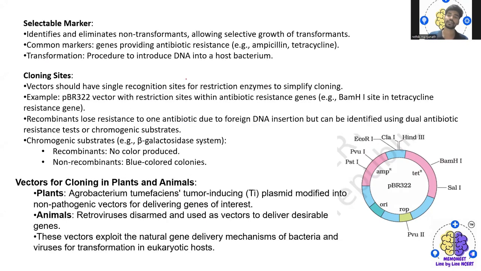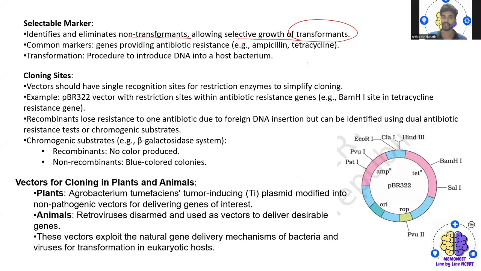Vectors with a high copy number of ORI are used for obtaining many copies of a targeted DNA. Then we will have a selectable marker. The selectable marker is used to identify and eliminate non-transformants, allowing specific growth of the transformants. Common markers that we use are genes providing antibiotic resistance, such as ampicillin and tetracycline.